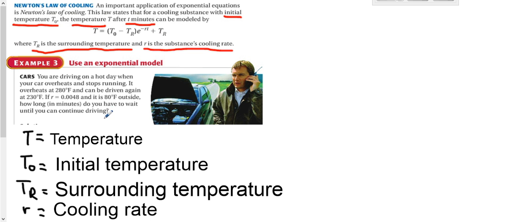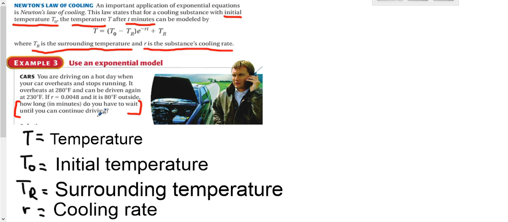Okay, let's break some stuff down. We've got a lot of numbers up here. First thing I want to identify is, what are they asking us to find? And what they're asking us to find, again, is right here. How long? We're looking for a time. Do I have to wait till my car can continue driving?